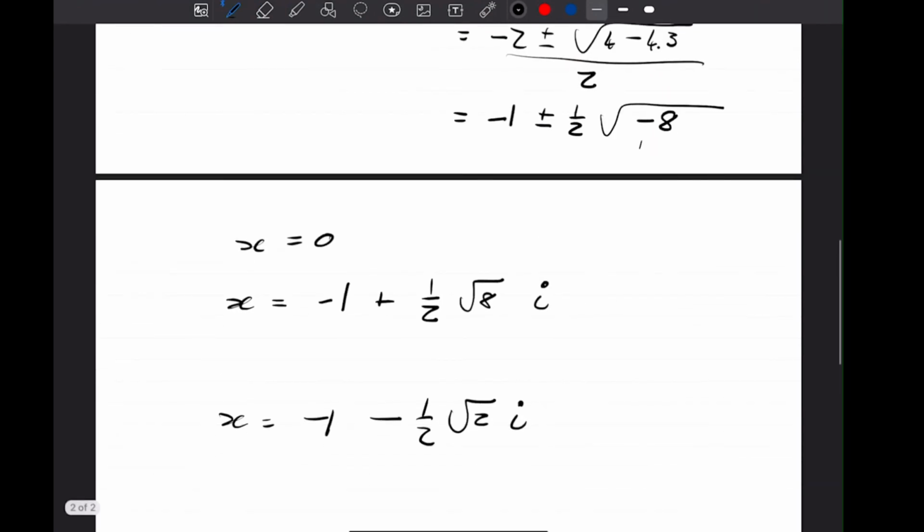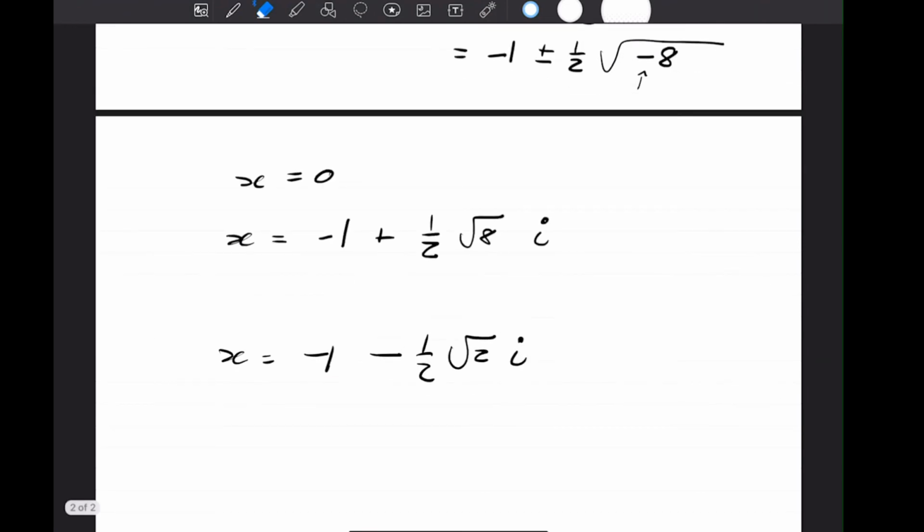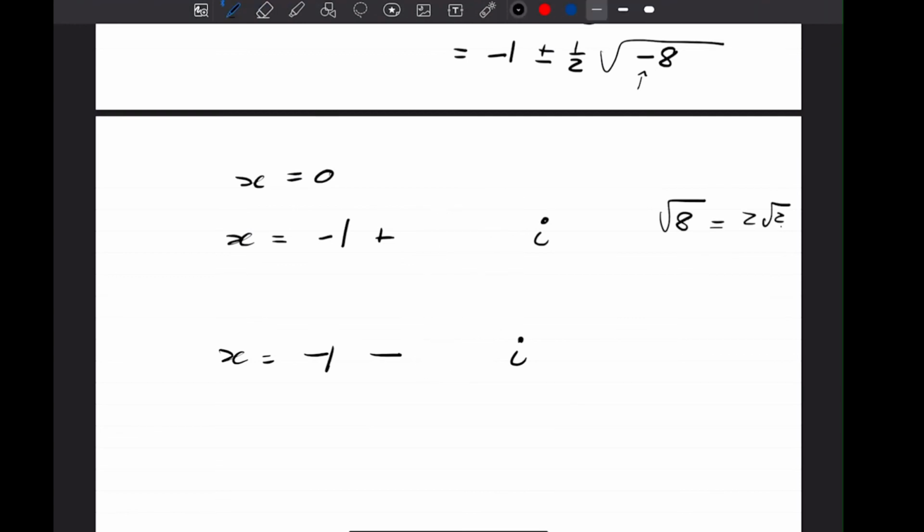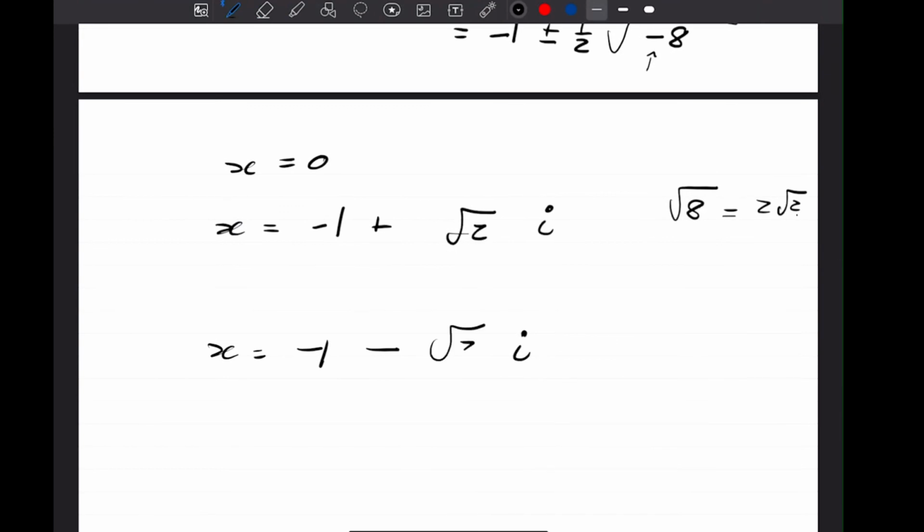So where does the i come from? It comes from having the minus there. So we write the minus 8 as minus 1 times 8, the square root of minus 1 times the square root of 8, and replace the square root of minus 1 by i. We can simplify this a little bit further, since the square root of 8 is 2 times the square root of 2. So this becomes the square root of 2.